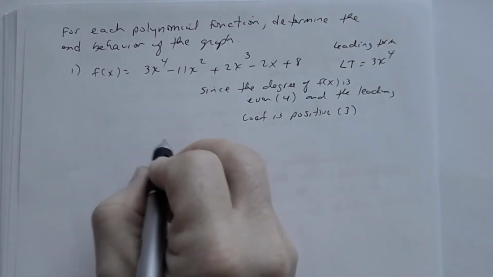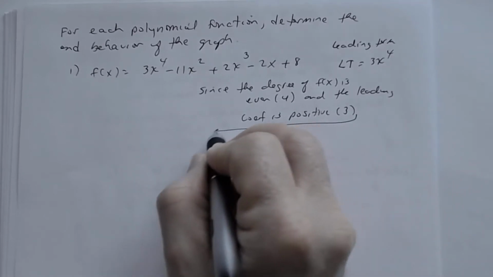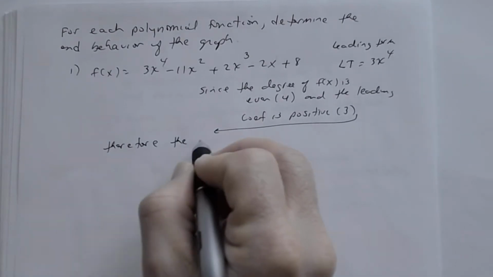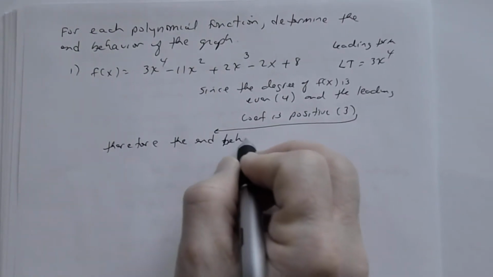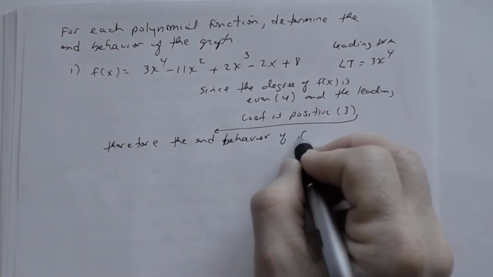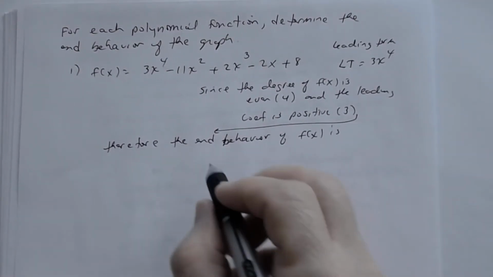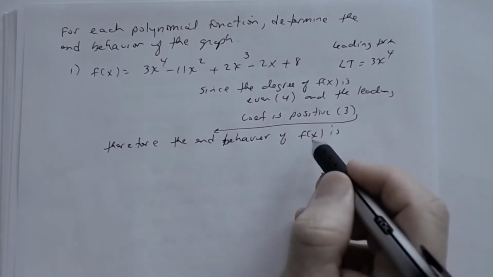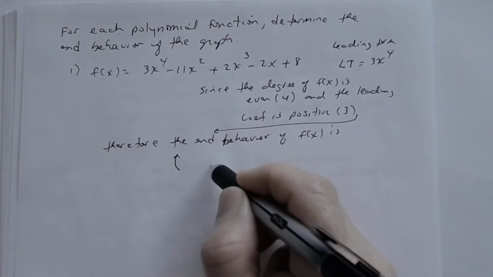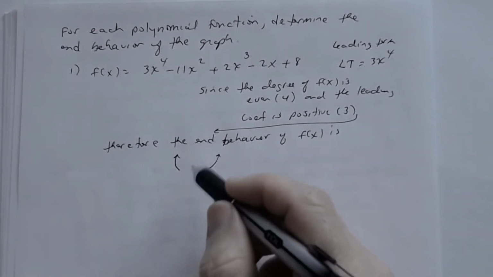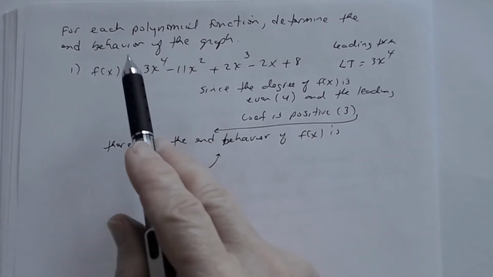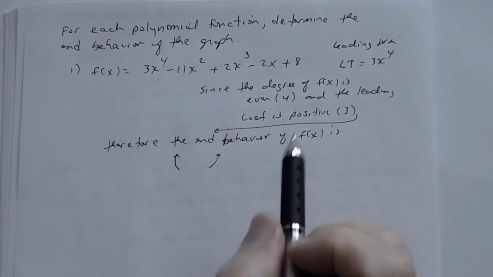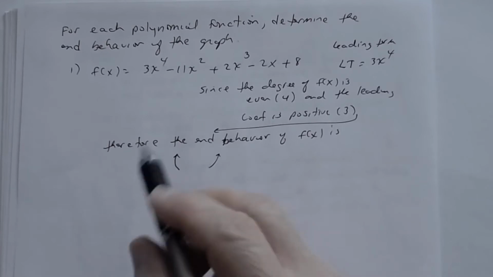therefore, the end behavior of f of x is this. Since the degree is even and the coefficient is positive, the left side will be pointing up and the right side will be pointing up. It doesn't matter what's between; that's not the intent of end behavior. It's just what happens on the outside. Remember, with polynomials, the domain is all real numbers, so you have arrows.